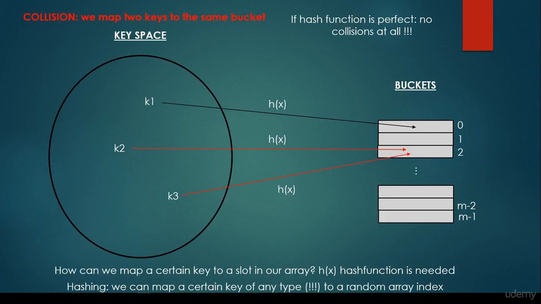Okay, we have been discussing that we have the key space with key 1, key 2, key 3 and so on, and we would like to map with the help of the hash functions these keys to array buckets or array slots. And okay, what is a collision? A collision is when we map two keys to the same bucket. If the hash function is perfect, by the way, then there are no collisions at all, but it's very hard to construct a perfect hash function. Okay, so basically a collision is when the key 2 and the key 3 are mapped to the same array index, the array index 2 in the illustration.